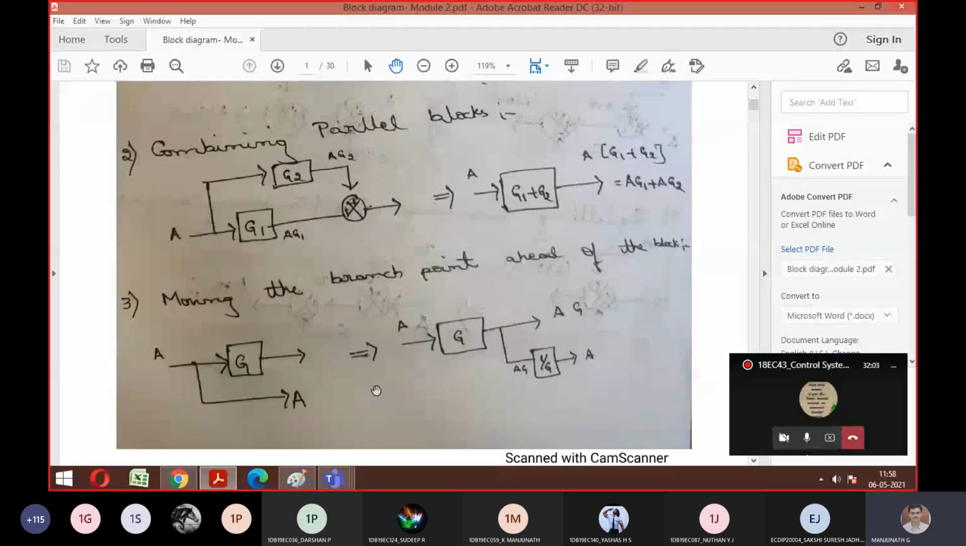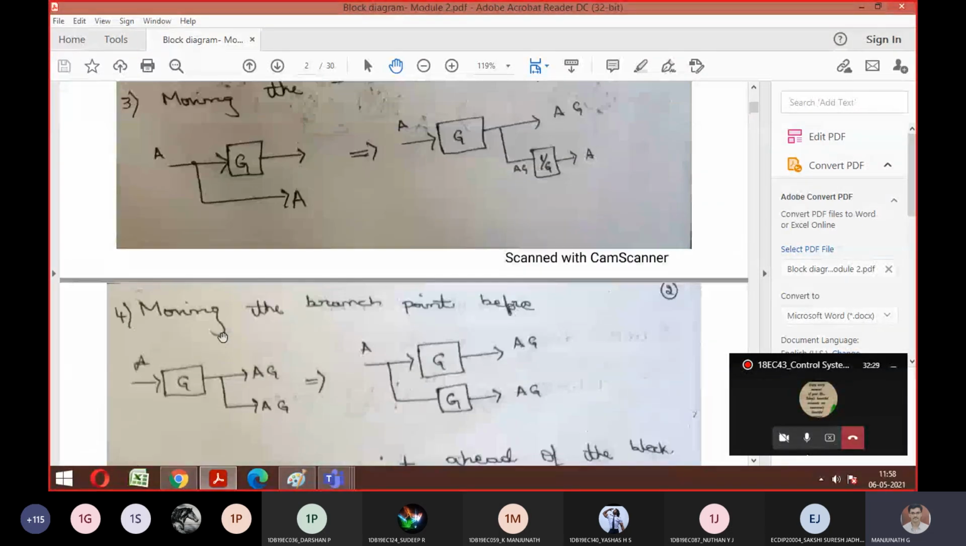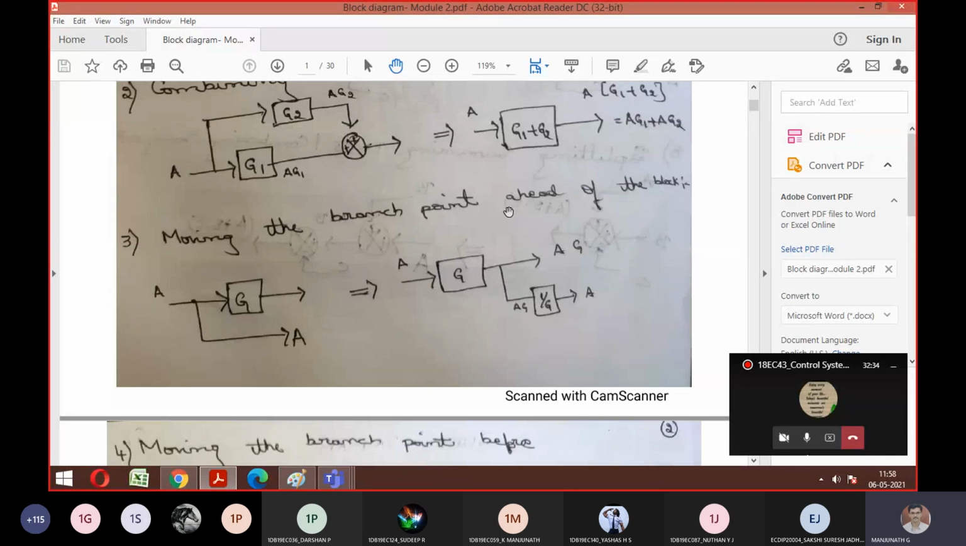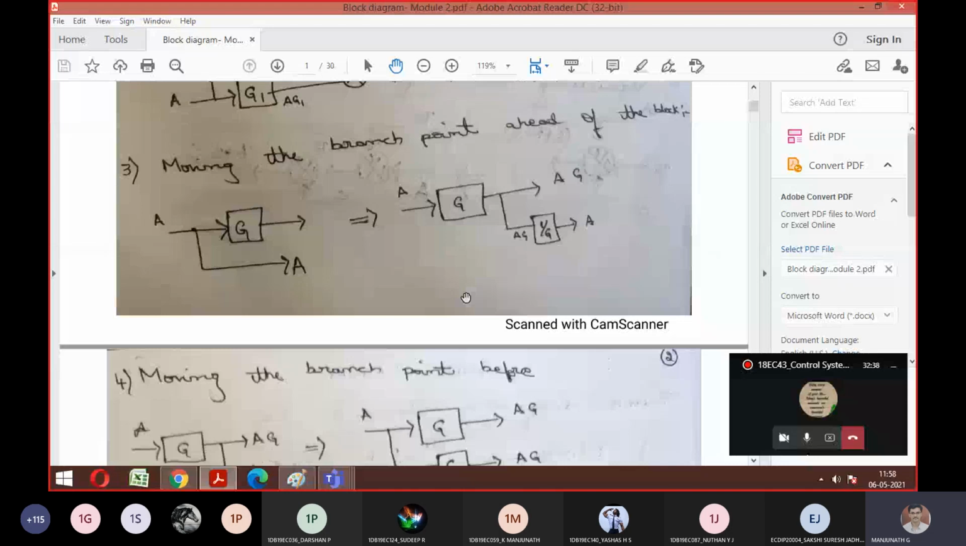Yes, sir. So in the same way we can have a scenario where you can find this type of thing. It may be with respect to before also. What I did was, I moved from here to here. So moving the branch point ahead of the block. From here to here I moved. There may be some cases where I should move in the reverse direction also. Reverse means from here to here. So then what should you do? That is the meaning of the rules to be followed.